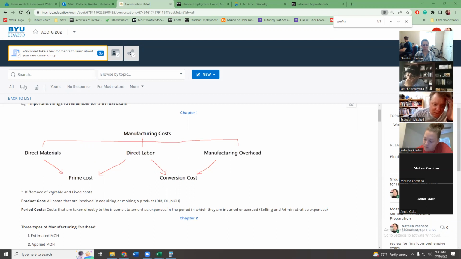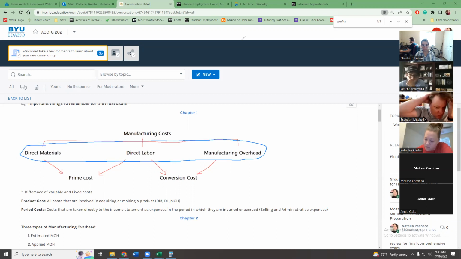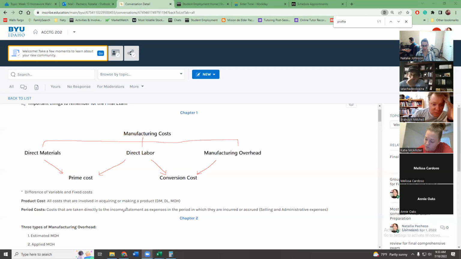Then there are also product costs and period costs. So product costs are the same as manufacturing costs. So these 3. And the period costs are the other costs that are non-manufacturing, like selling and administrative expenses.